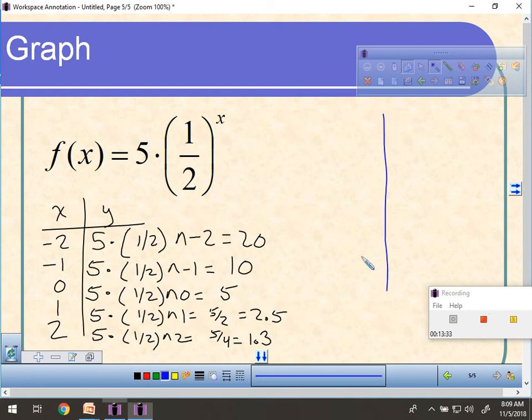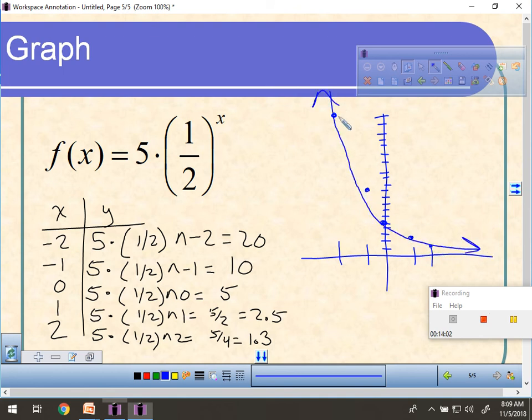And so now we can plot these points on my graph, and notice it goes all the way up to 20. So 1, 2, 3, 4, 5, 6, 7, 8, 9, 10, 11, 12, 13, 14, 15, 16, 17, 18, 19, 20. So the first point is at -2, 20. The next point is at -1, 10. The next point is at 0, 5. The next point is at 1, 2.5. And the last point is at 2, 1.25. So it's that same shape. So see, it's the same shape, but the points are different. And this would be exponential decay. And so that's your answer for that.